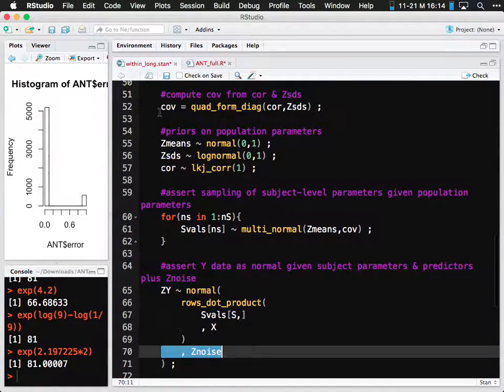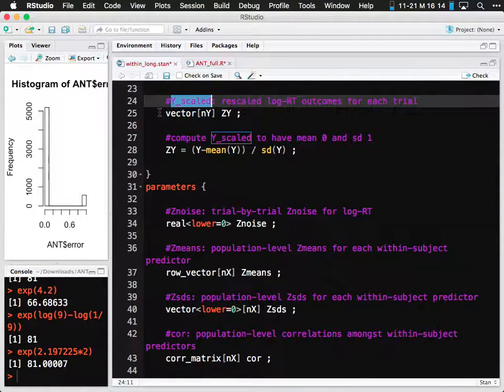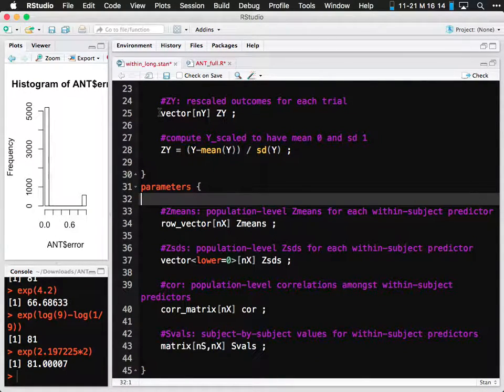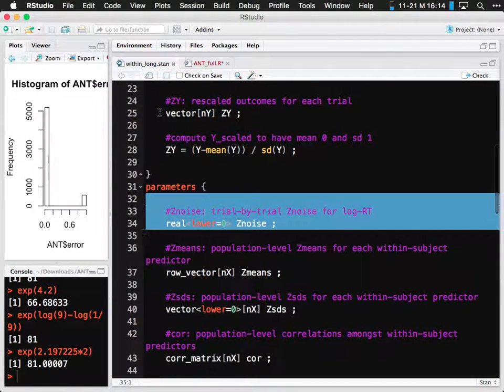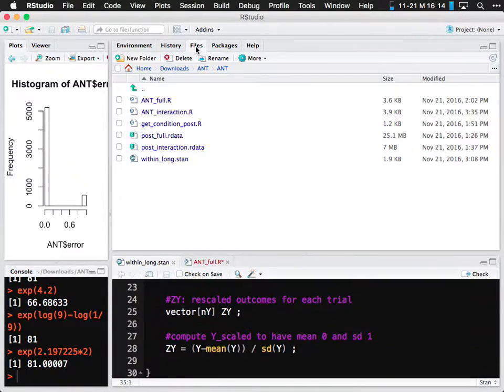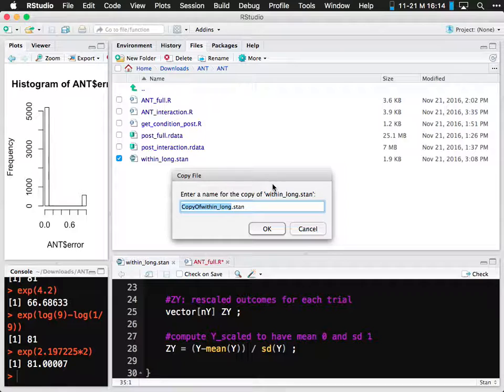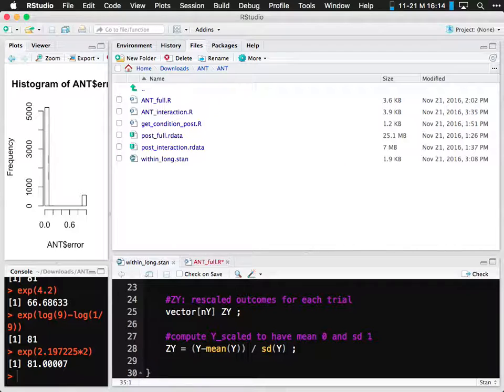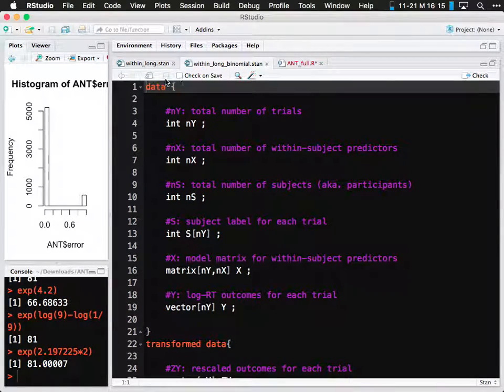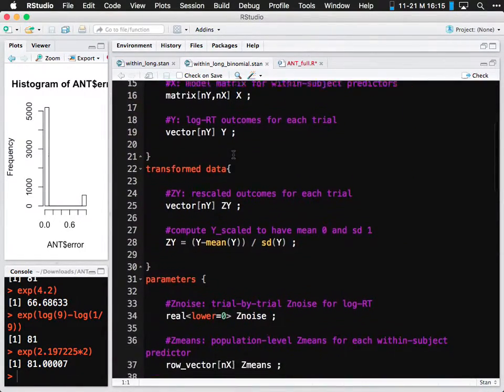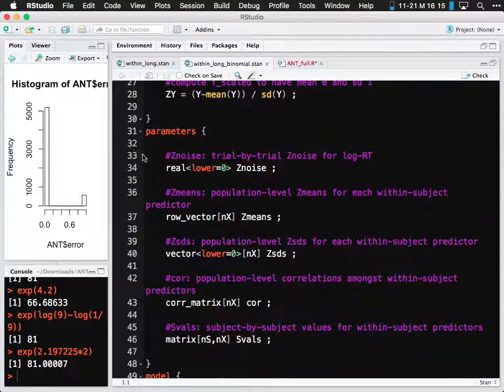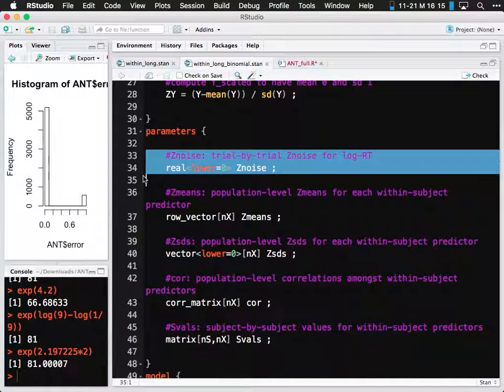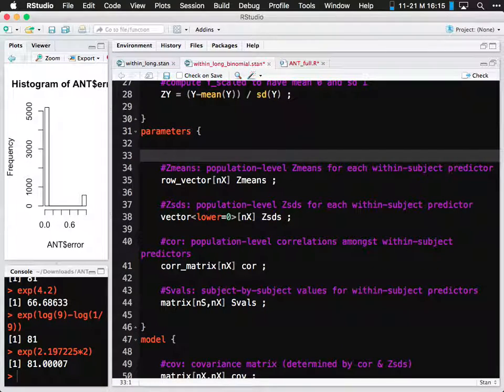Here, actually, just to be clear, I'm going to undo... Well, no, I don't want to undo that. So noise was there, and noise is there. I'm going to create a copy within long binomial. We'll open it. Make it big. So lines 33 to 34, where it just talks about noise, I get rid of that parameter.